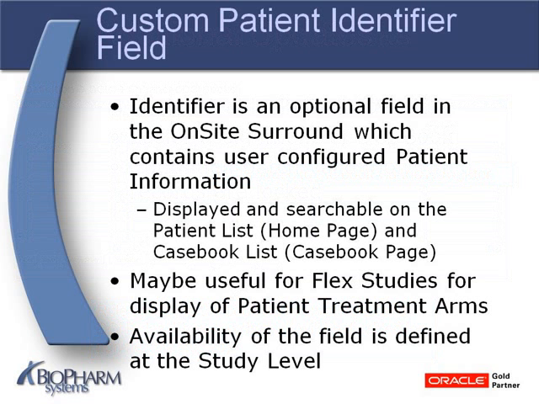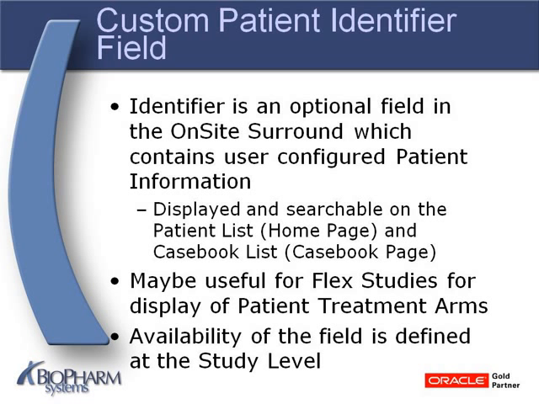There is now an identifier, which is an optional field that is available in the RDC onsite surround, which contains user-configured patient information. Now, this is using the reference ID field that is found in your patient's form. That data has been available before, but now it is available with a custom patient identifier. It is displayed and searchable on both the home page in the patient list and also in the casebook list on the casebook page. And it could be useful to you for flexible studies.